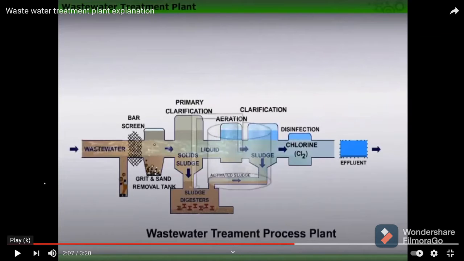Now you are seeing this: the wastewater comes to the bar screen where the large particles are removed, and then it comes to the grit and sand removal tank where sand and grit are removed and settle down. Then the wastewater moves to the clarifier, and the sludge settles down, and from that sludge we can make manure. In the sludge, anaerobic bacteria work; that bacteria does not require any oxygen. Now the water from that goes to the next step.